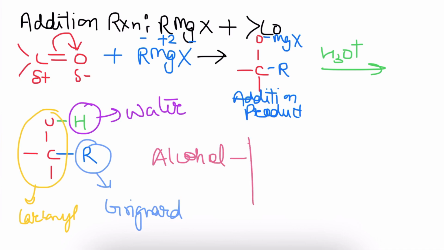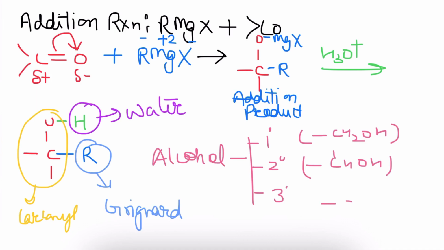The resulting alcohol that will be either primary, secondary or tertiary simply depends on the type of carbonyl we are using. If you are using the simplest carbonyl compound, which is methanal, then the primary alcohol is a major product. If you are using higher aldehydes like ethanal, propanal, then secondary alcohol will be a major product. And if you are using a ketone, it has two alkyls, so in that case the tertiary alcohol will be the major product.